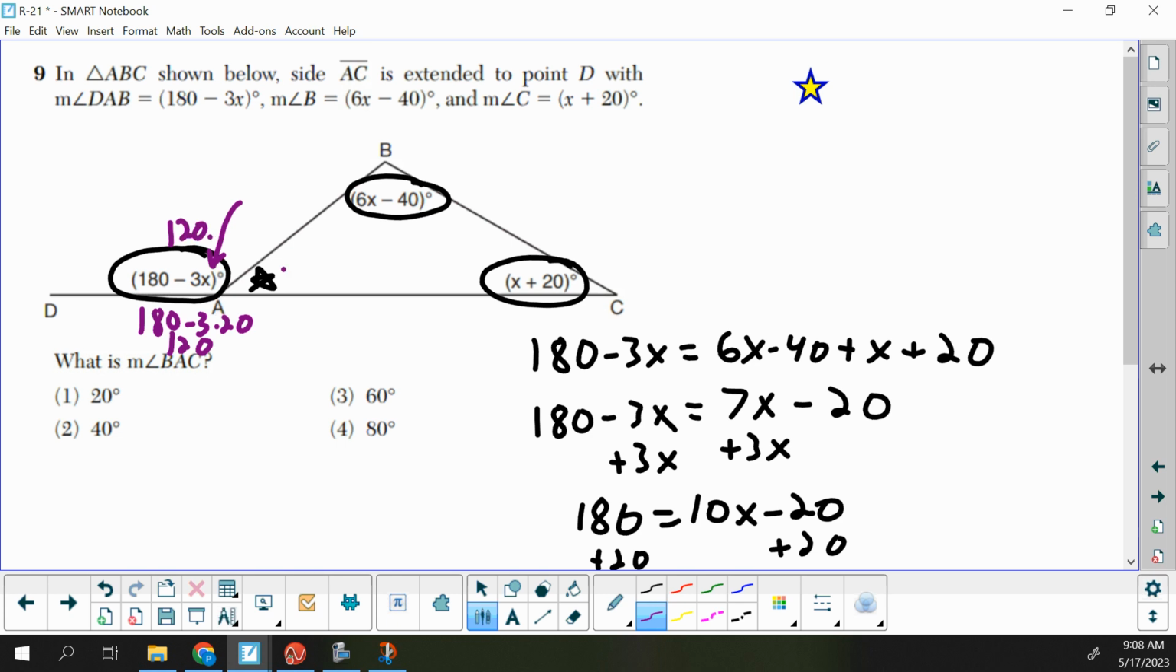Well, these two angles are on a line. So if we do 180 minus 120, that will now give us 60 for the angle that we're looking for. So choice 3. Always, once you find a variable, reread the question, see if you need to sub in or find something different. Don't just automatically circle the number you got for that variable.